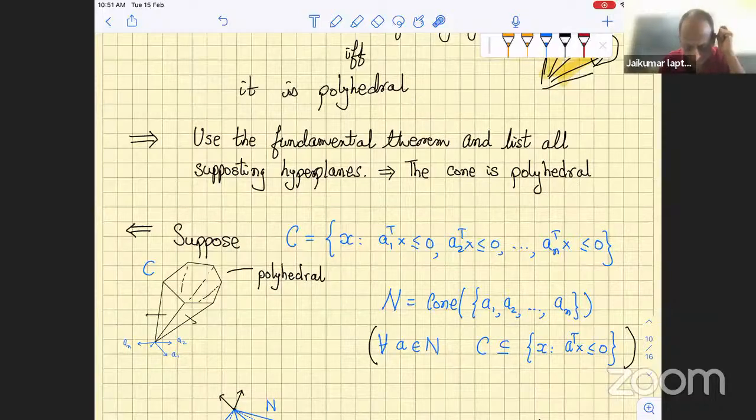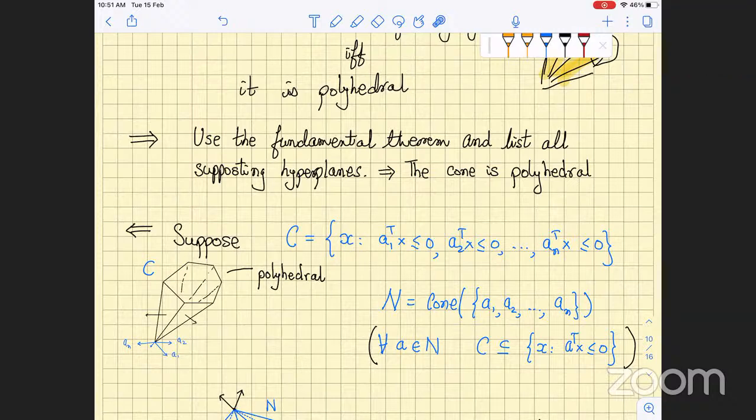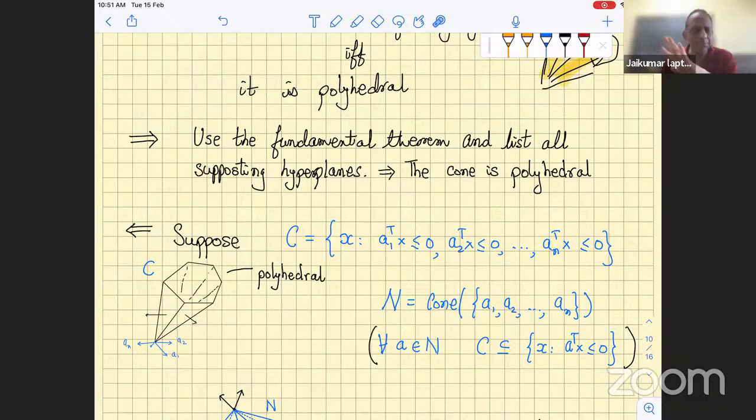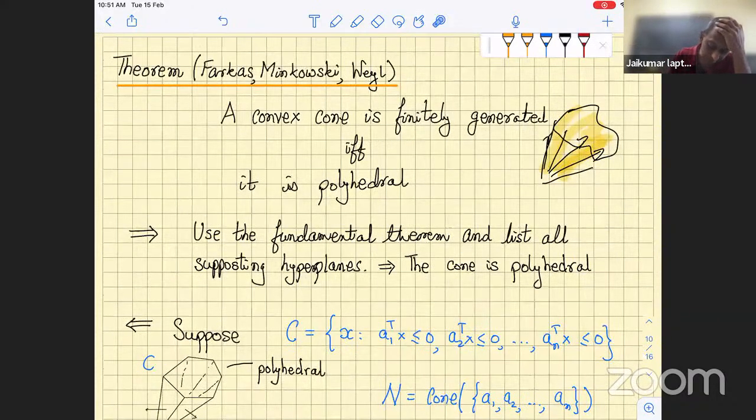Yes. So if you have a finitely generated cone, we can describe it by equations, one equation for each of those, perhaps at most n choose m-1 subsets. Now we want to prove the other direction. We are going to assume that our cone is polyhedral, and we are going to say that it can be finitely generated. So how?